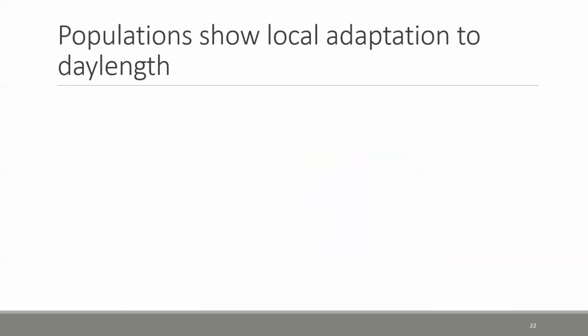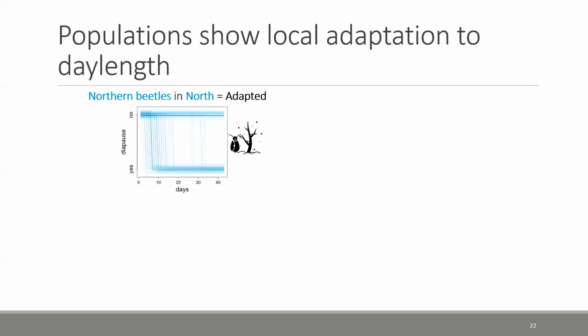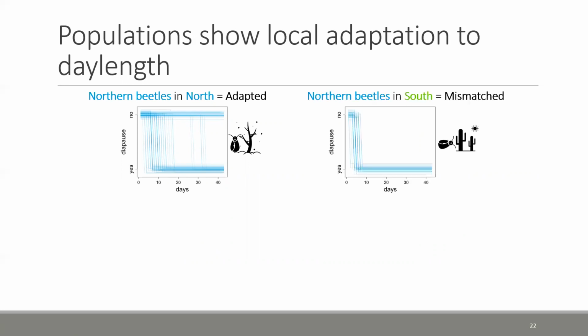Okay, now for the results of the reciprocal transplant. When we put northern beetles into the northern environment, we found that about half of them entered diapause, which, because they were at their critical day length, indicates that they were adapted. They got ready for winter, and then winter came. However, when those same northern beetles were put into the southern day length, they all entered diapause really quickly, which would be like entering diapause way too early in the year.